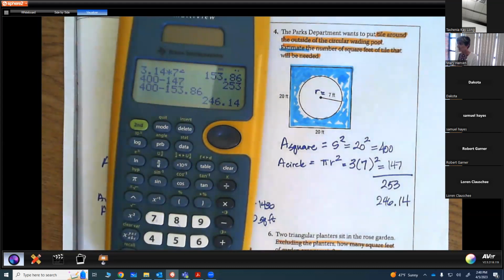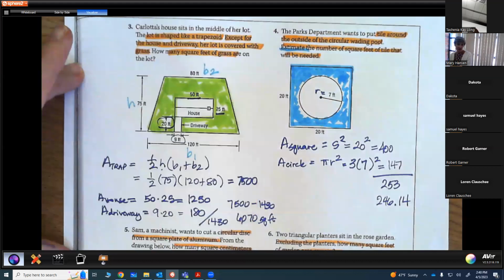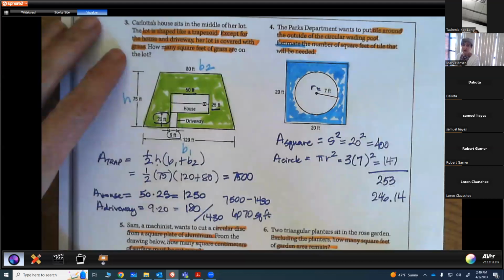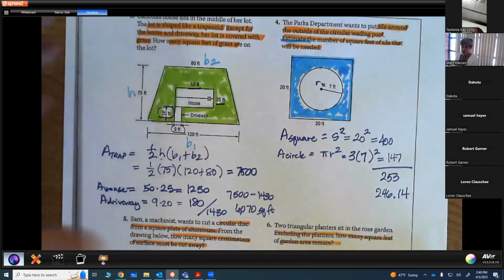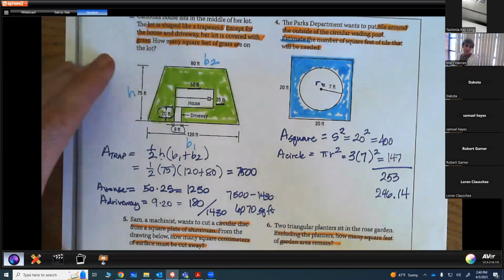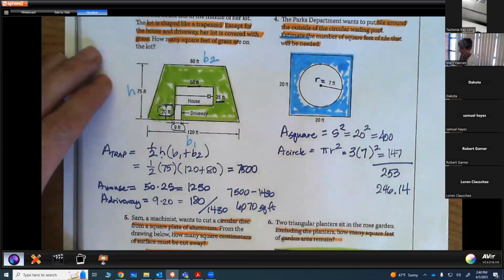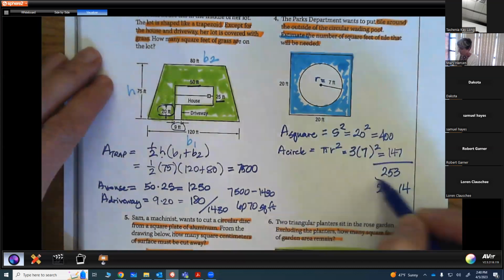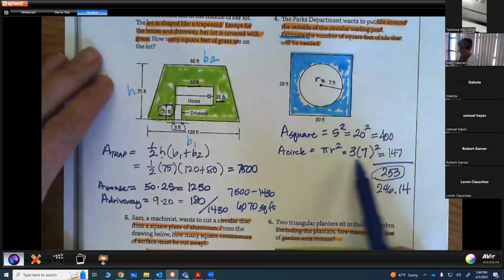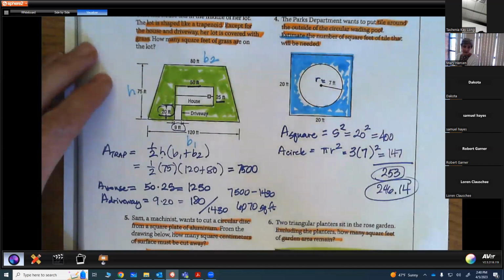And oftentimes when we're tiling, they do more estimates because they leave extra for waste, meaning as you cut tiles, sometimes you break them, or the piece you cut off doesn't really fit anywhere else. And so oftentimes 10% is an amount they use for waste. In fact, we just put tile in our house just last month, and they accounted 10% for waste, so that you know that you have enough tile. So anyway, 253 if you used 3 for pi, 246.14 if you used a more exact value.